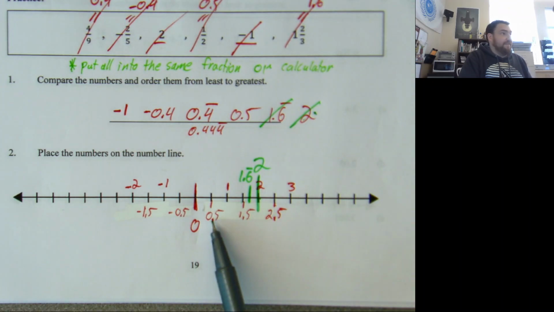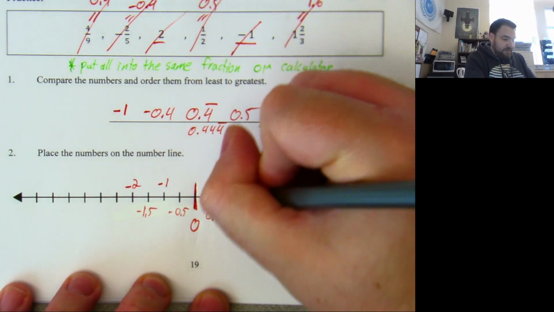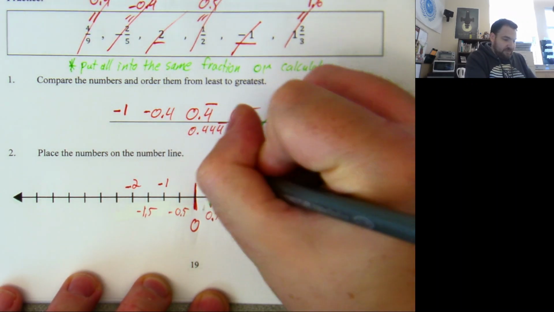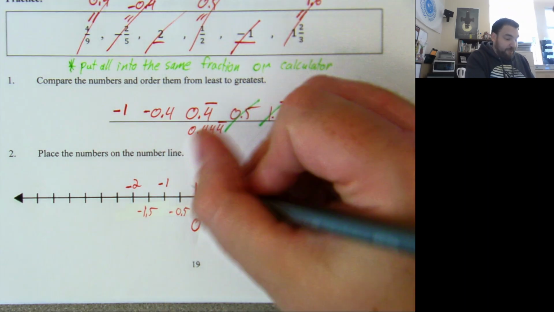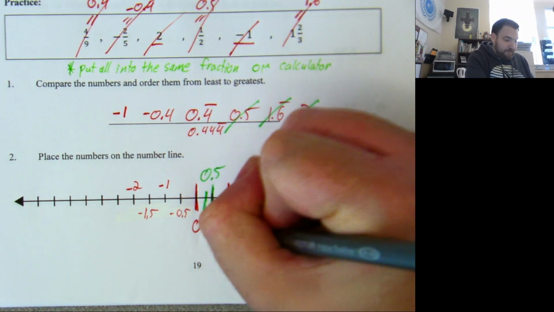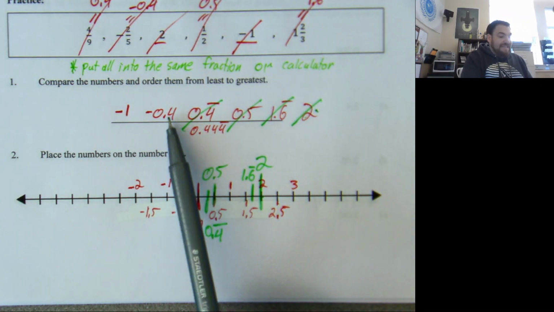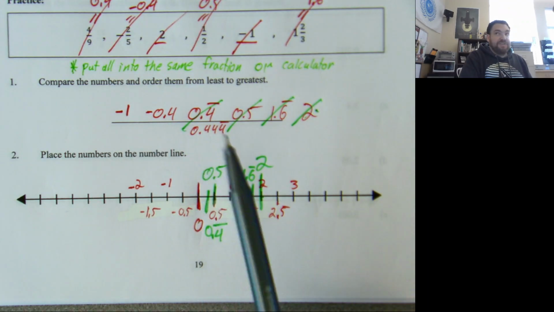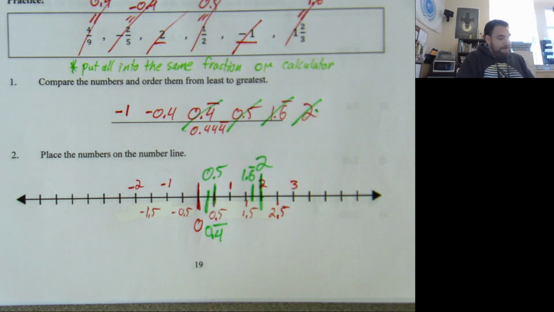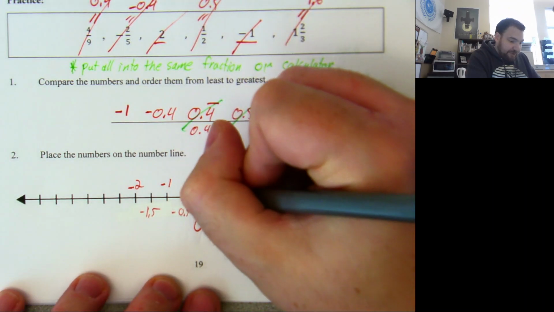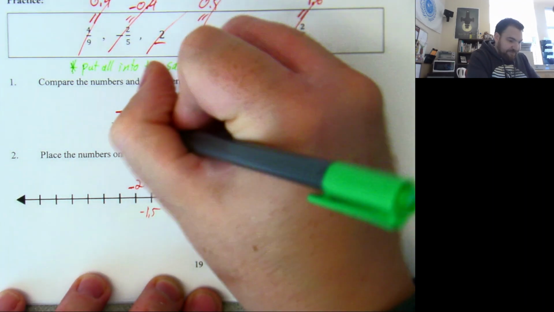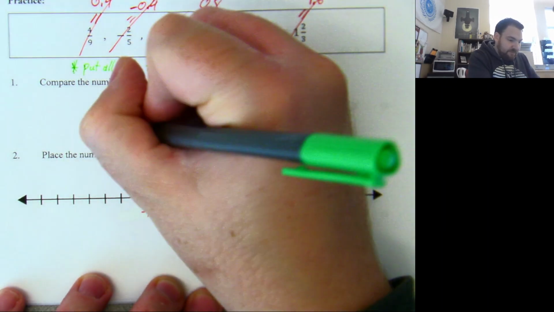If you look at what I've done here, 0.5 has its own line already. Where's 0.4 repeating going to show up? Right before 0.5. Where is negative 0.4 going to show up? The negatives are the ones that we got to be careful with. What do you mean right after the 0? It's going to be between 0 and negative 0.5. You bet. So we can put the negative 0.4 in there. And then negative 1 has its own line already. And we're done.